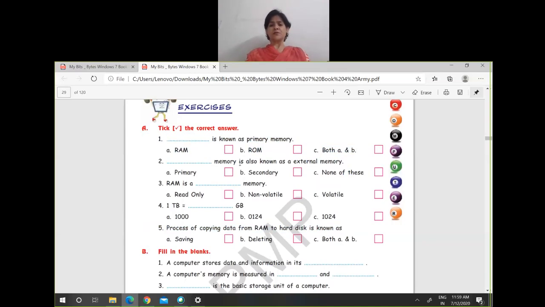Dash memory is also known as external memory. Secondary memory is also known as external memory. So primary memory is inside the computer, so it is called internal memory. RAM is a dash memory. Random access memory is a non-volatile memory or a volatile memory. Read-only memory is non-volatile.